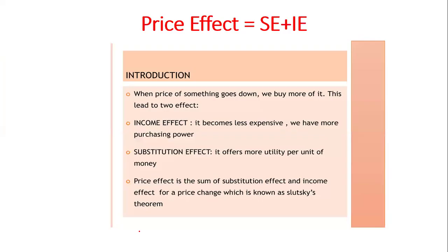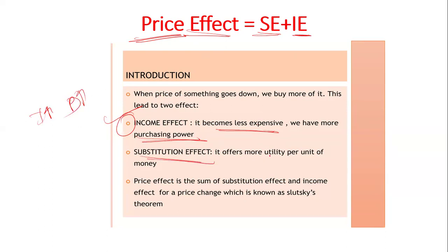Now let's discuss the price effect. What are the things which affect the price? The price effect is nothing but the substitute effect plus the income effect. So how is it? With the income effect, the good becomes less expensive and we have more purchasing power, because if income increases, purchasing power also increases. That means demand also increases.